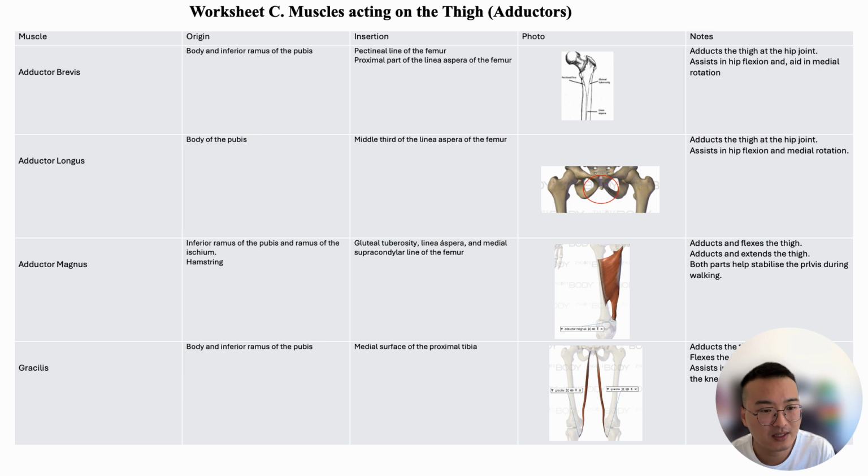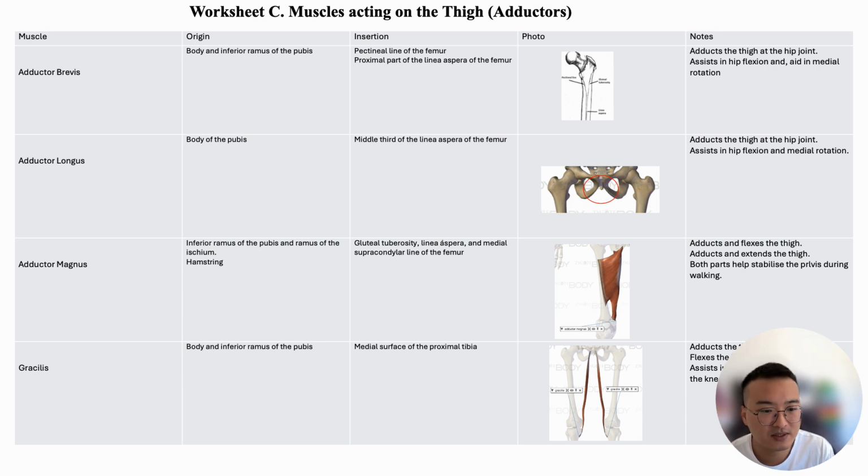The third muscle is adductor magnus. The origins are inferior ramus of the pubis and the ramus of the ischium, as well as the ischial tuberosity. The insertion is gluteal tuberosity, linea aspera, and the medial supracondylar line of the femur, which helps adduct and flex the thigh, adduct and extend the thigh. Both parts help stabilize the pelvis during walking.